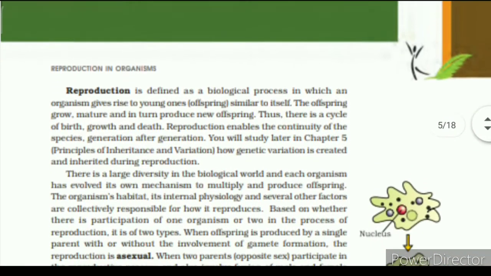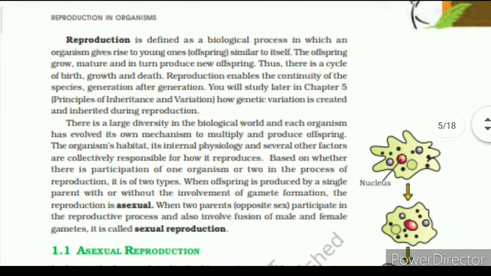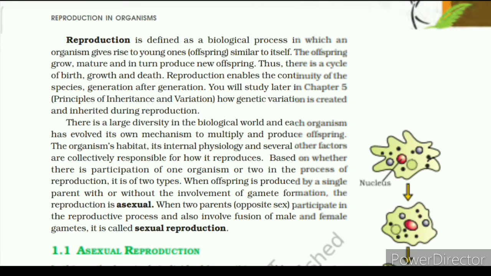Reproduction is defined as a biological process in which an organism gives rise to young ones, similar to itself. The offspring grow, mature, and in turn reproduce new offspring. Thus, there is a cycle of birth, growth, and death. Reproduction enables the continuity of species generation after generation.